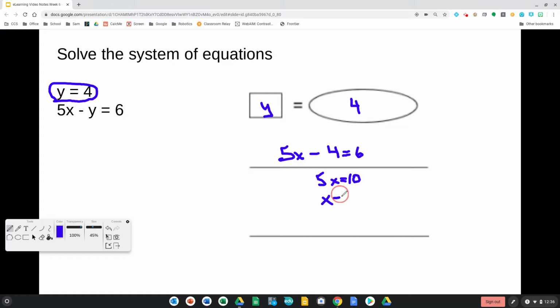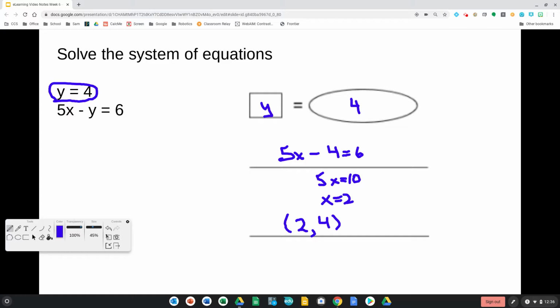Now remember, with a system of equations, you're always going to have an ordered pair for an answer. So you're not just going to have a single number like x equals 2. You're going to have a set of parentheses. For our ordered pair, we know that the x part is 2. What's the y part going to be, though? Well, we don't have to do a lot of work here, because it tells us at the very beginning that y is equal to 4, and so our ordered pair would just be 2 comma 4.